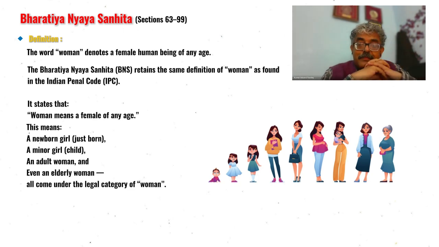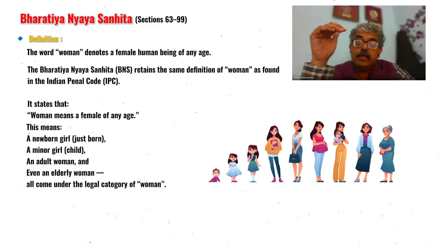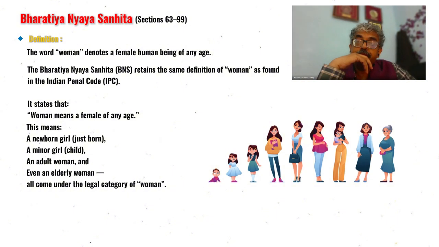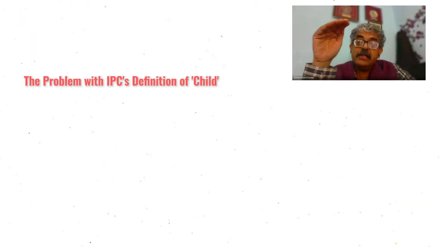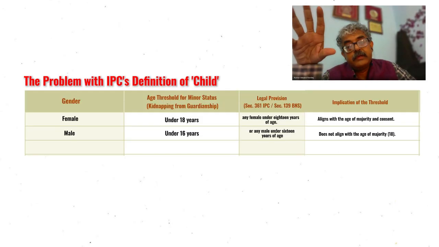But what is new as far as Bharatiya Nyaya Sanhita is concerned is that though the word child would appear at several places in several offenses in the Indian Penal Code, but for the purpose of Indian Penal Code, no age threshold was prescribed. And you are aware that how different provisions in the Indian Penal Code would prescribe differential age threshold for children of the two gender, male and female.